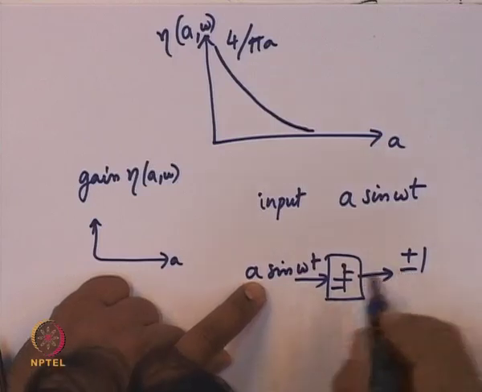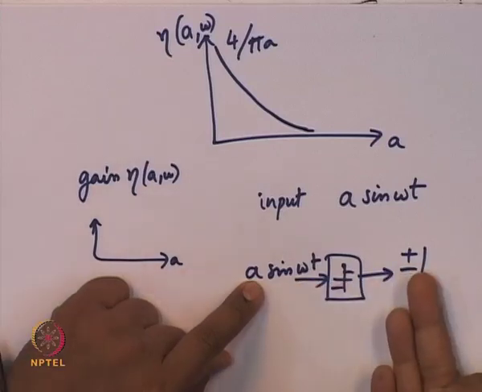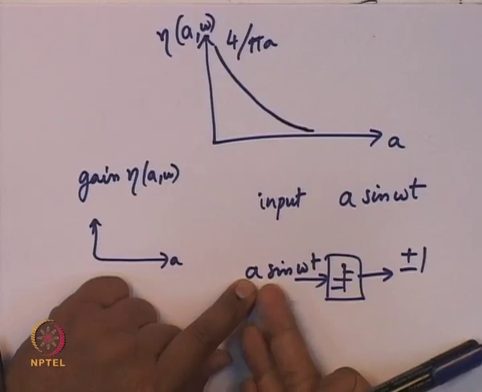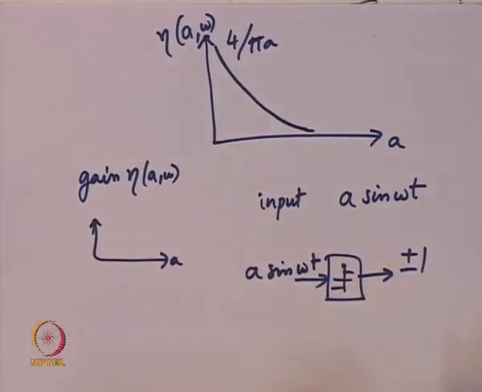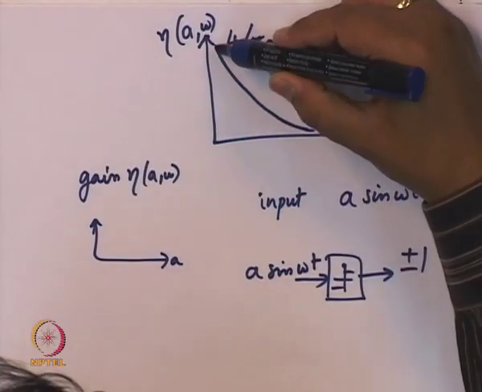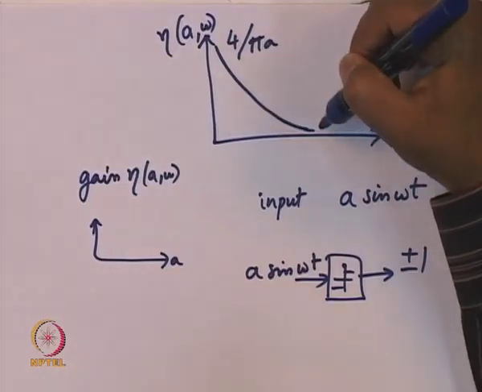Magnification is very small if the input has a very high amplitude. Why? Because the output is always plus minus 1. If you are giving a very high amplitude signal, then most of it is getting diminished to just plus minus 1. In that sense, this graph is reasonable: for large amplitude the gain is very small.